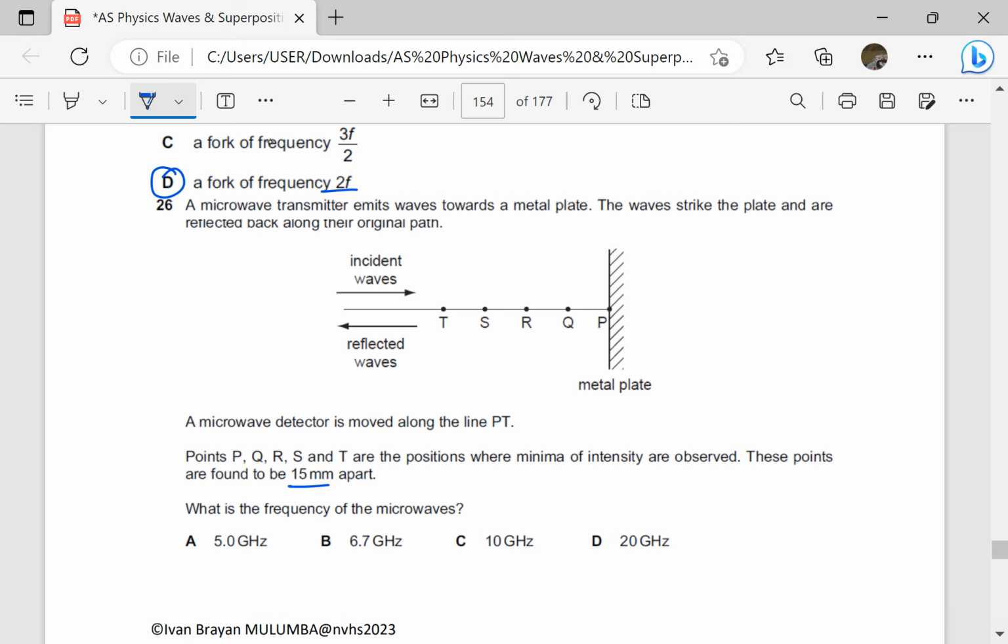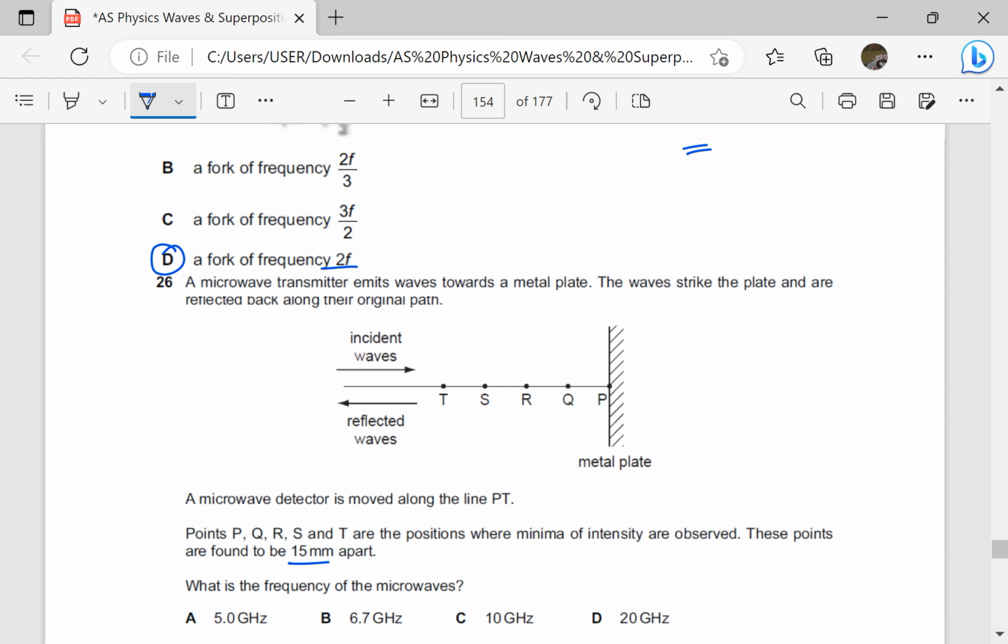What is the frequency of the microwaves? So we know that the distance between two successive minimum points or two successive maximum points is half wavelength. So the distance between minima is half wavelength. And we want the frequency. Because the distance between two minimum points is 15 millimeters, 15 millimeters is equal to half wavelength, meaning that the wavelength is 30 millimeters. Then frequency is equal to V over lambda.